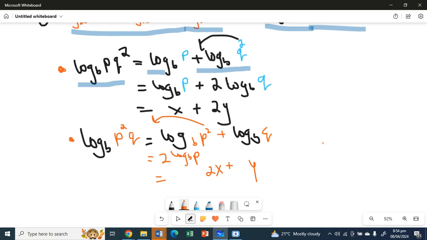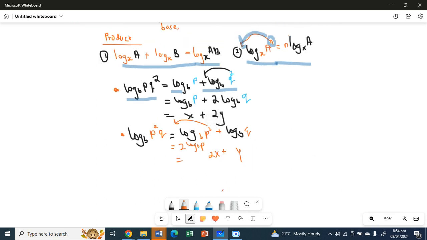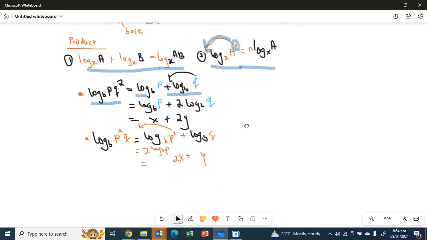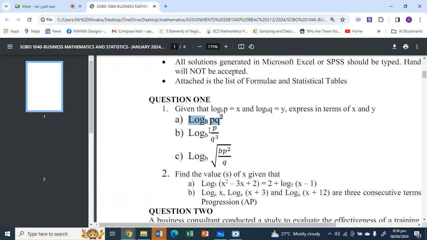Can we move on to the next rule, the quotient rule? Let me write down the quotient rule. This is rule number 3, which is called the quotient rule. Whenever you see division, have you seen here? We can see division here, log p over q cubed. So here we know that we're going to need to apply the quotient rule. And since there's a power here, we're also going to need to apply the power rule.